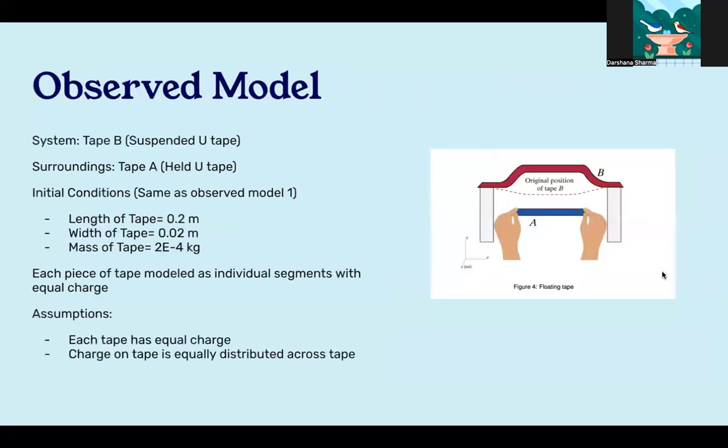The observed model used in this experiment is that the system is tape B, which is a suspended U-tape, and the surroundings are tape A, which is a U-tape being held up to tape B. The initial conditions are listed below, and each piece of tape is modeled as an individual segment with equal charges. For this experiment, we're going to assume that each tape has equal charge and that the charges are equally distributed across each tape.